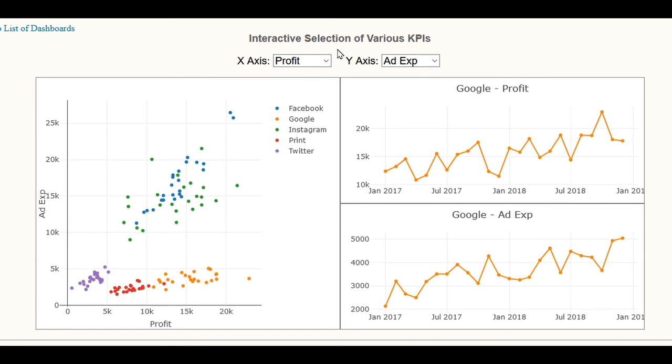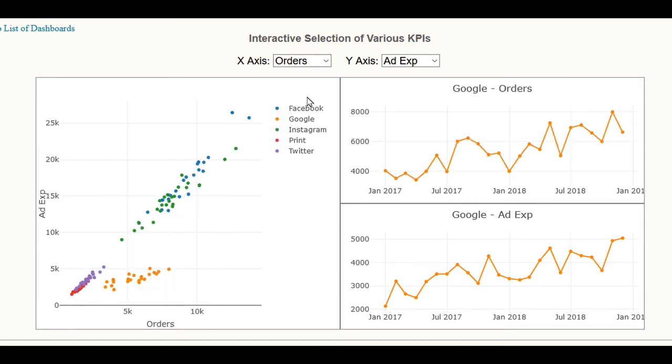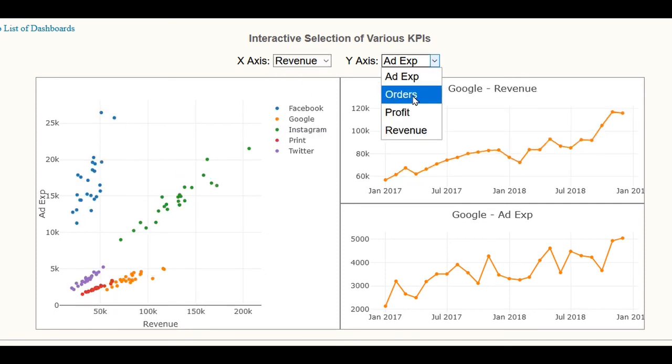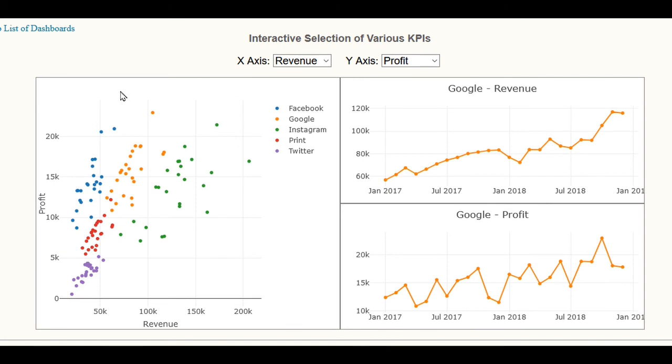Now, to show you some of the other metrics we have in our canned version, we can show orders versus ad expense. And this is pretty much a linear function, as you can see, with the exception of Google. But this gives analysts a chance to go in and look at how one metric performs against another, revenue versus profit. We could see it's a little bit more spread out. Interestingly enough, profit goes up and down quite a bit. Might depend on what kind of products or services were ordered.